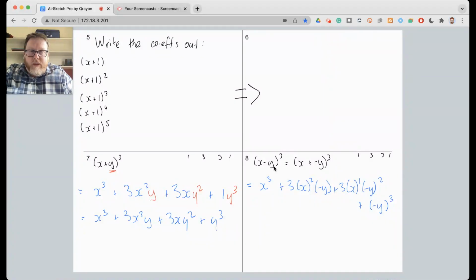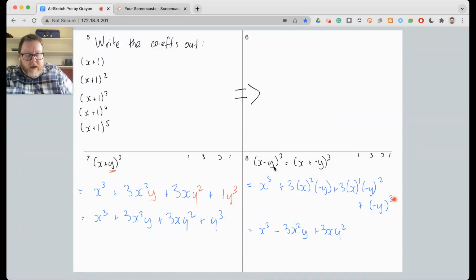So as long as we keep our negative with our term as we go along, it'll all work out, and I'll explain why in a second. Simplifying, x cubed plus, well, I've got 3 multiplied by x squared multiplied by negative y. So we're going to end up with a negative term here. So instead of having plus, I'm going to have minus 3x squared y. Okay, we're multiplying a positive by a negative. In the next term, I've got 3 multiplied by x, and then I've got negative y squared. But if I square a negative number, I get a positive number, right? So that means I'm ending up with plus 3xy squared. And then finally, I've got minus y cubed.